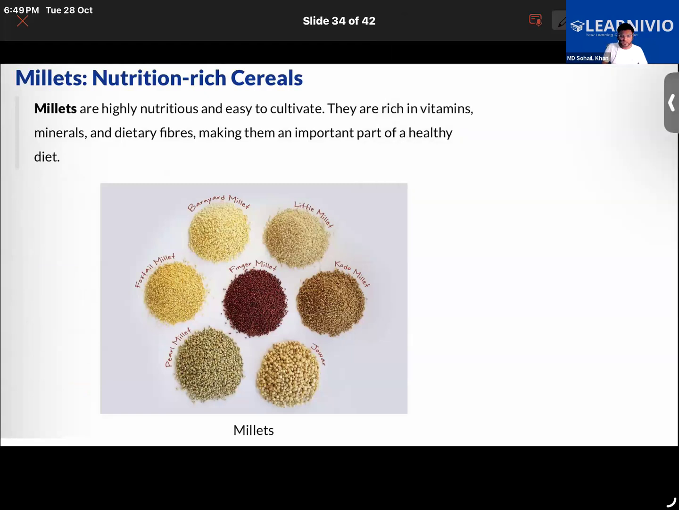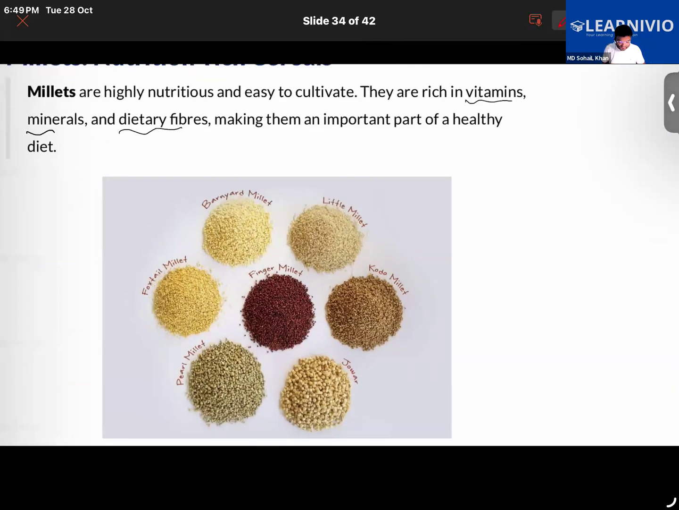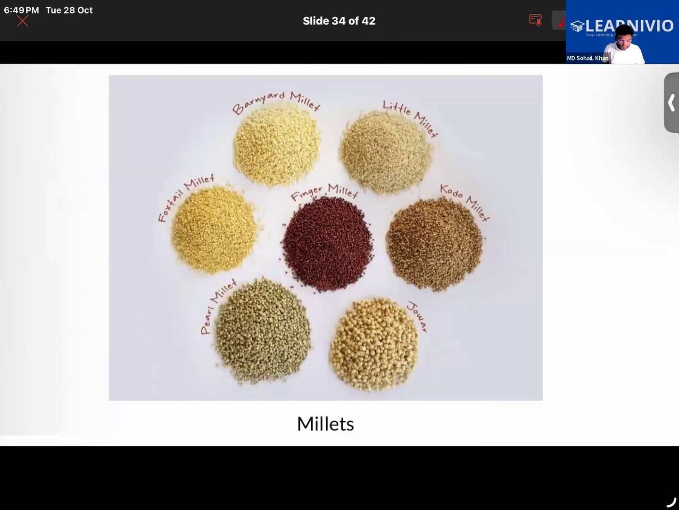So we have millets. Millets are highly nutritious and they are easy to grow. They are very rich in vitamins, minerals, and dietary fibers. So we should include them in our diet and consume them regularly, and that will make us healthy. Some of the examples are barnyard millet, little millet, kodo millet, finger millet, jawar, pearl millet. You can memorize some of them.